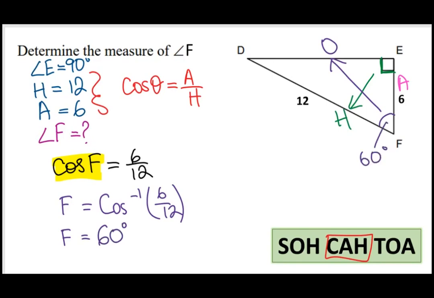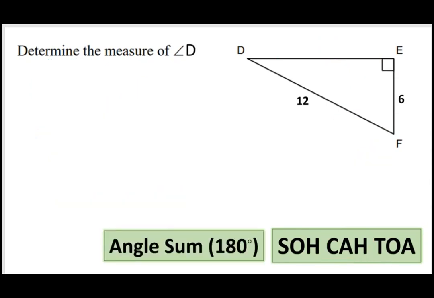Now we already know angle E and angle F. Let's find angle D. Since we already know two angles of this triangle, we're going to use the Angle Sum Theorem to solve for angle D. So let's write down what's given to us first. We know angle E is 90 degrees. We know angle F is 60 degrees. And we need to solve for angle D.